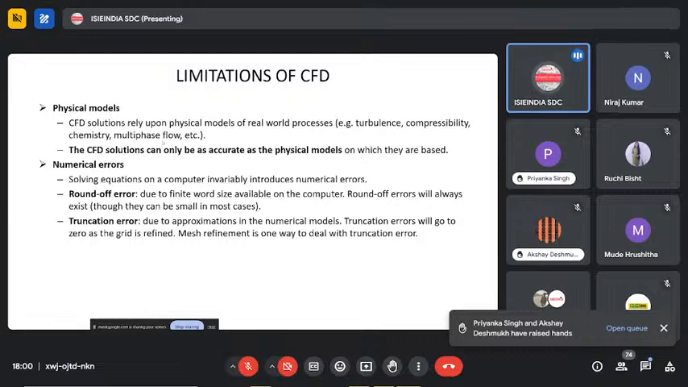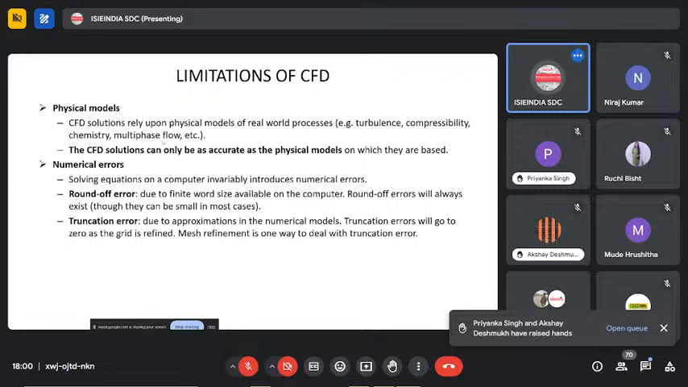Numerical errors are also there, like round off error and truncation error. Round off errors arise because in computer software, we have a finite word size, which means that it can only store numbers with a certain level of precision. Although round off errors are generally small, they are still counted as error. Truncation errors occur due to the numerical method, when the solver solves the equations and involves approximation concepts.